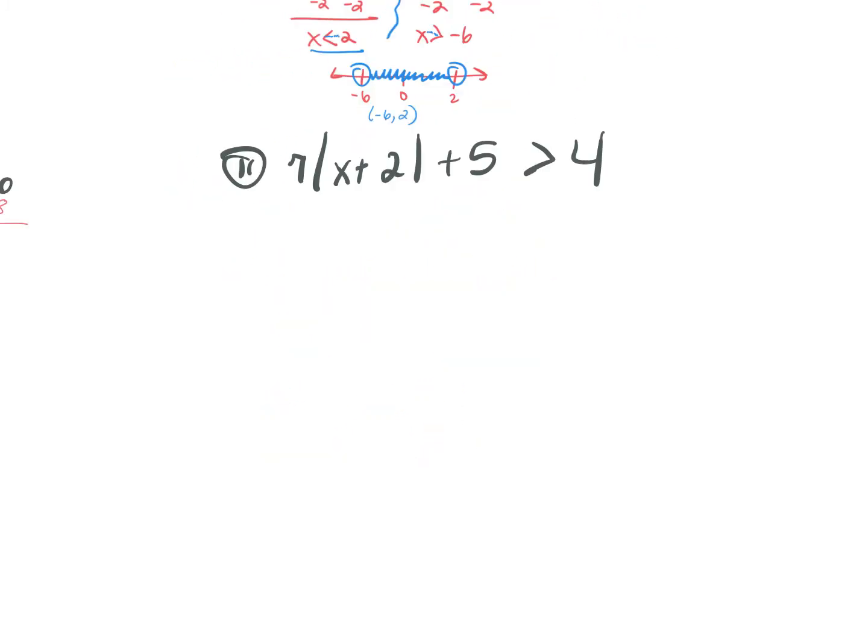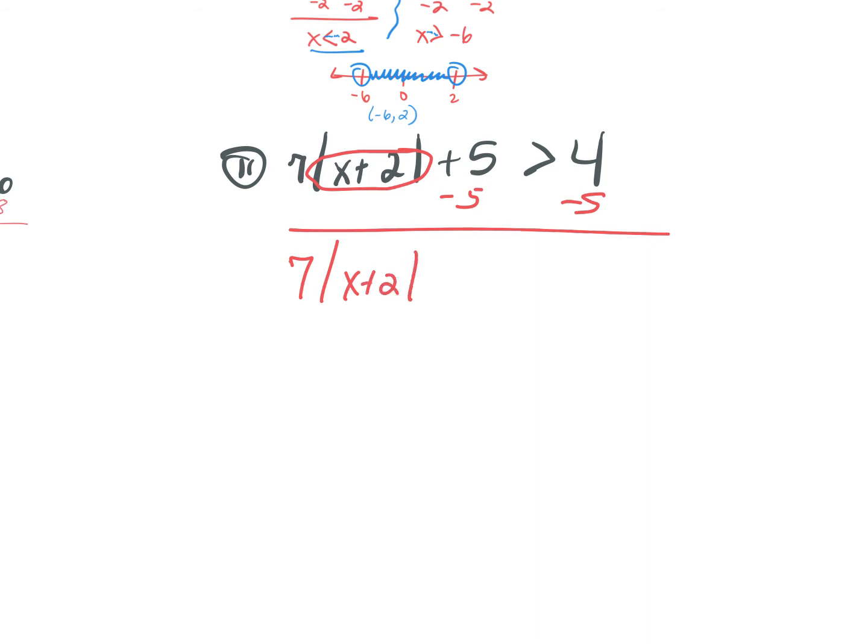Okay, every now and again, guys, you get one of these tricky ones. You might see one of these, like I said, on your quiz, which is Friday. You might see one of these on the review. Now, the first thing we do, we're going to treat this like normal. We're going to isolate our absolute value, right? So the first thing I do is subtract 5. So I have 7 times the absolute value of x plus 2 greater than negative 1. And then I divide both sides by 7. So I have the absolute value of x plus 2 is greater than negative 1 over 7.